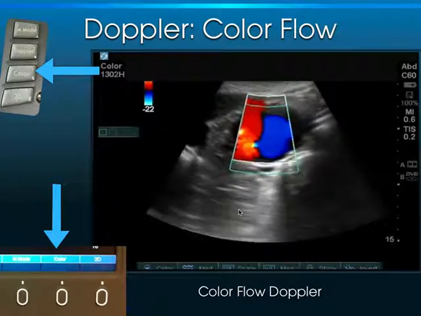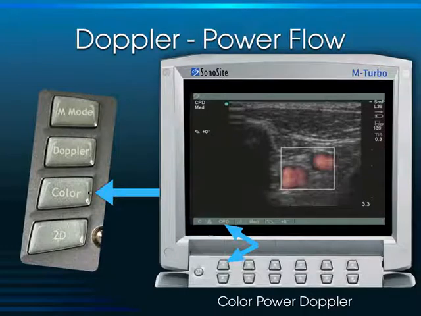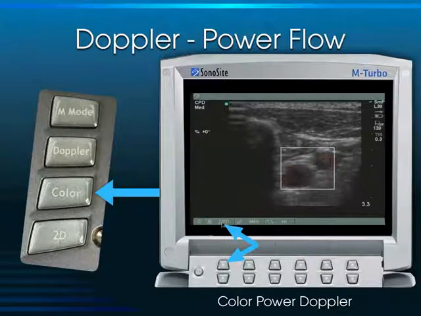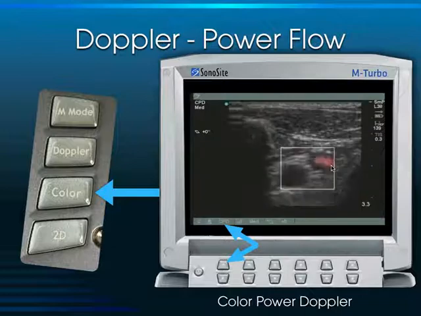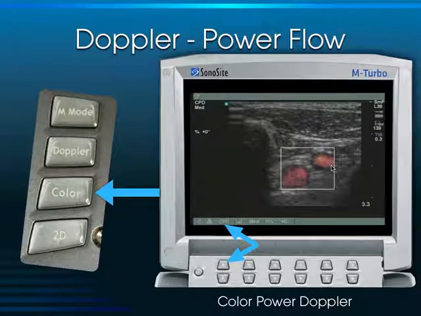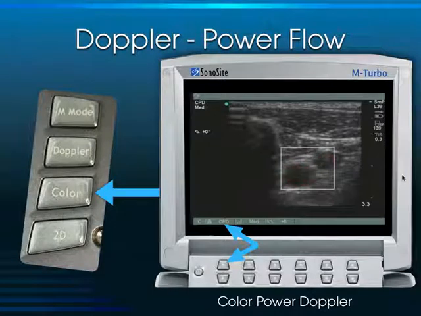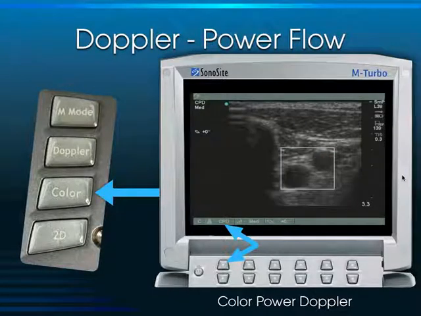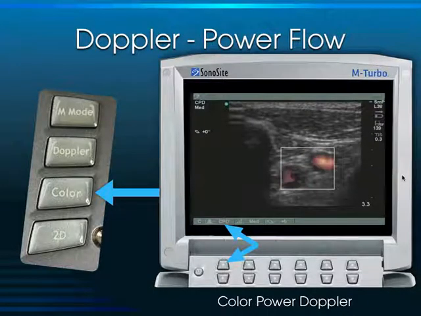So color flow, and then there's power flow. Power flow is where after you've got the color on, you can toggle to the power flow. When the power flow is on, it looks like an orange-only type of flow. It's not directional, and it's a lot less angle dependent and easier to work with than the color flow is. It's also a more sensitive type of flow that you would use, for example, in low flow states like the lymph nodes or the testicles.